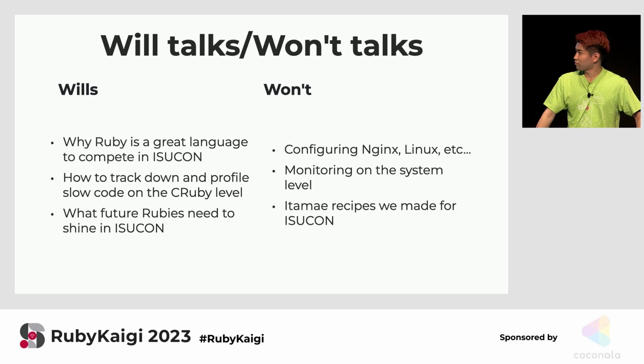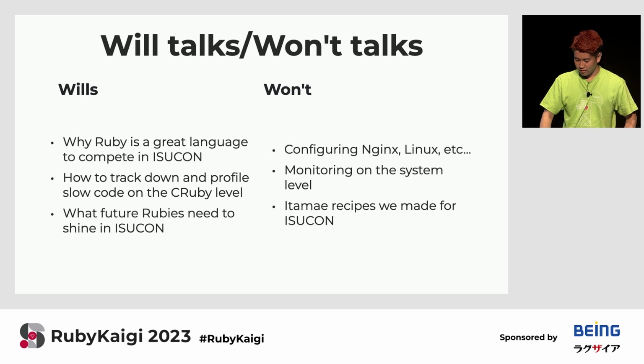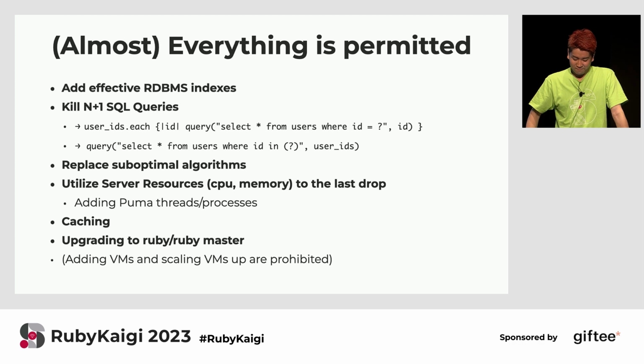Now, I'm actually not going to speak about configuring Nginx, Linux, and those kinds of things, although they're really important to get a good score in ISUCON. This is RubyKaigi, so I'm just going to focus on Ruby. And of course, monitoring on the system level and preparation for Itamae recipes. We do a ton of those things, but today we're just going to focus on Ruby. So almost everything's permitted. I just said I'm going to focus on Ruby, but there are a ton of SQL things too.